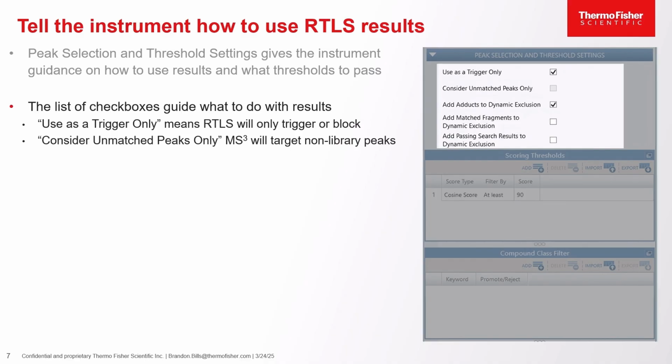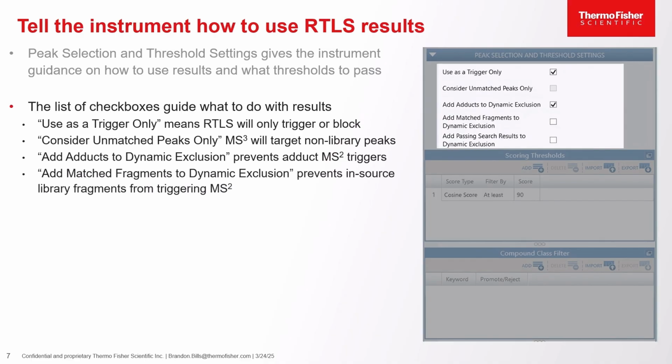Add adducts to dynamic exclusion allows you to say, if I've triggered on the sodiated or the protonated or whichever adduct I found, I don't need to recollect data on another adduct in the next scan. Add matched fragments to dynamic exclusion allows you to say, I see these MS1 peaks in this MS2 spectra. They are probably in-source fragments. Don't bother collecting MS2 on them.